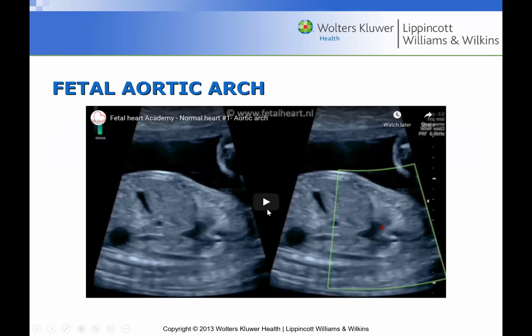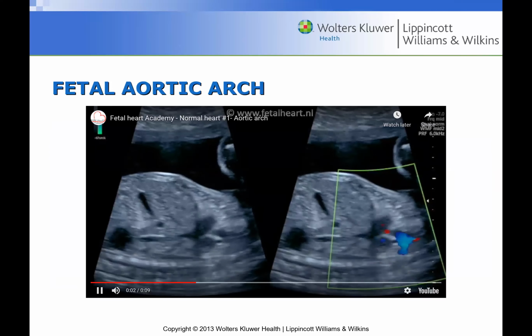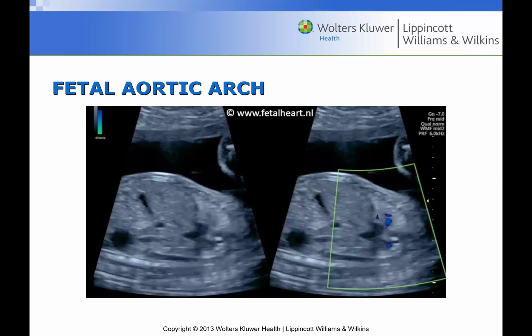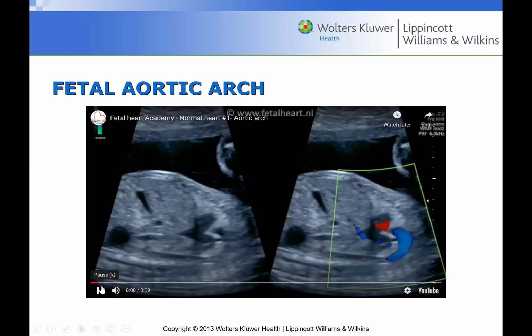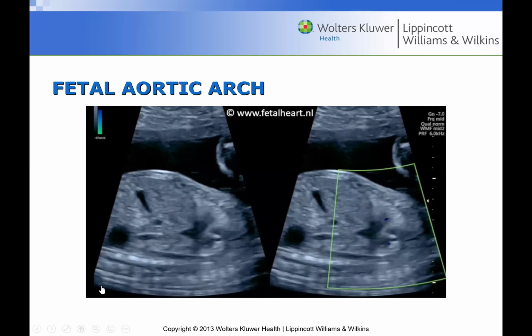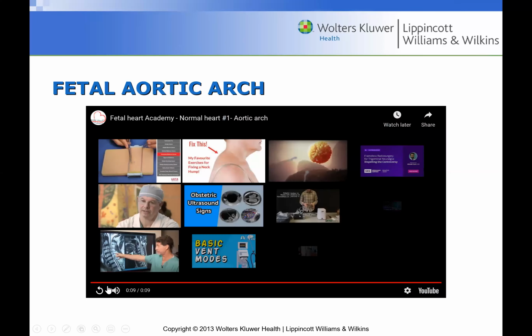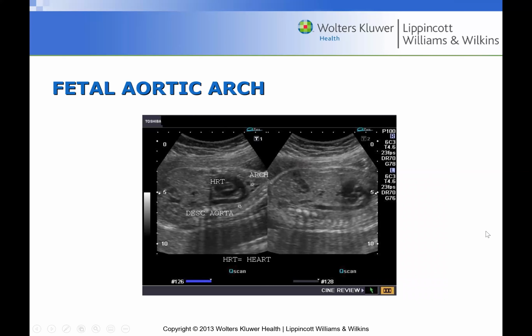All right. Let's watch it. So the sonographer is going to look for the aortic arch. We want to see the aorta coming out of the middle of the heart instead of the anterior portion of the heart. It's just showing the arches again.